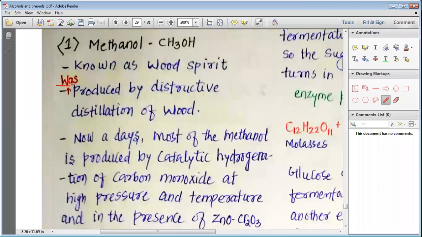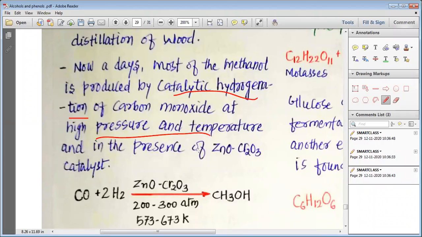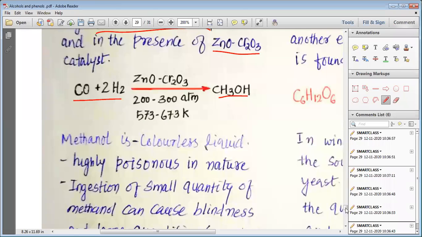Now, why did I write "was" here? Because this is the method which was used in the past. Nowadays, most of the methanol is produced by the catalytic hydrogenation of carbon monoxide at high pressure and temperature, in the presence of ZnO-Cr2O3 catalyst. So you can easily understand that carbon monoxide and hydrogen, when heated at 573 to 673 Kelvin at 200 to 300 atmospheric pressure in the presence of zinc oxide-chromium oxide catalyst, give us methanol.